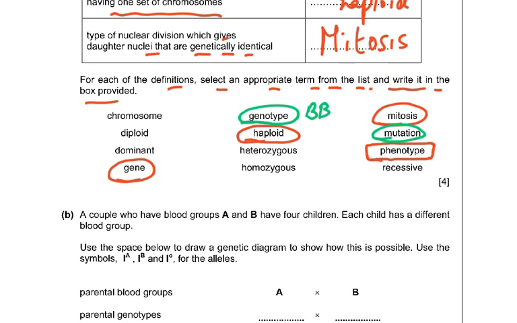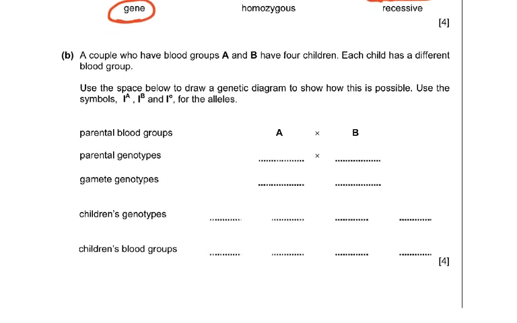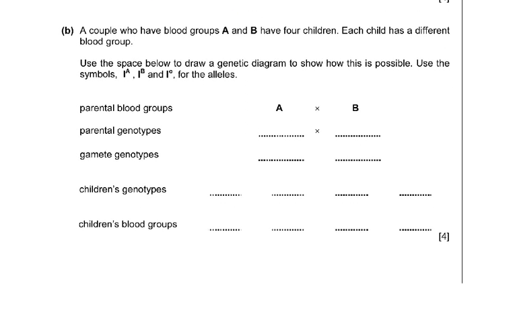Then coming on to the next part of the question, which is the B part of the question. A couple who have blood groups A and B have 4 children. Each child has a different blood group. I usually teach this to you in the class. Use the space below to draw a genetic diagram to show how this is possible, and use the symbols IA, IB and IO for these alleles. So this is the line that is given to you, parental blood groups. Then the next is parental genotype. So this will be IAIO.